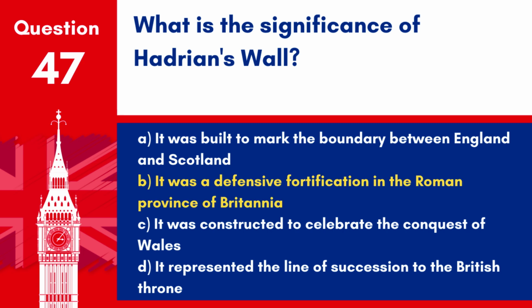Answer B. It was a defensive fortification in the Roman province of Britannia. Hadrian's Wall was built by the Romans to protect their colony in Britannia from tribal invasions from the north.